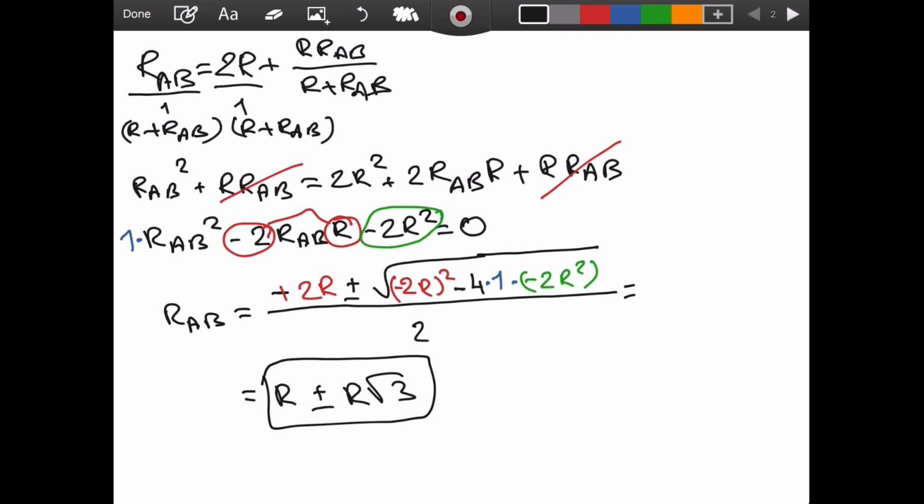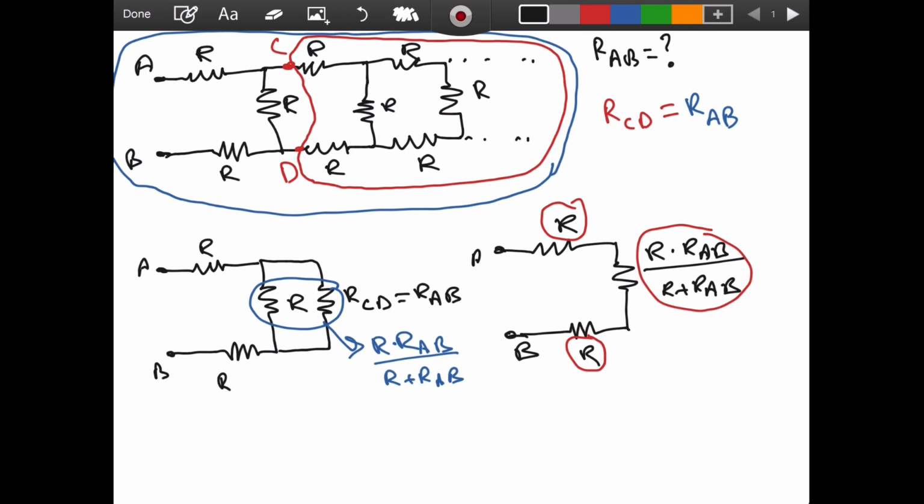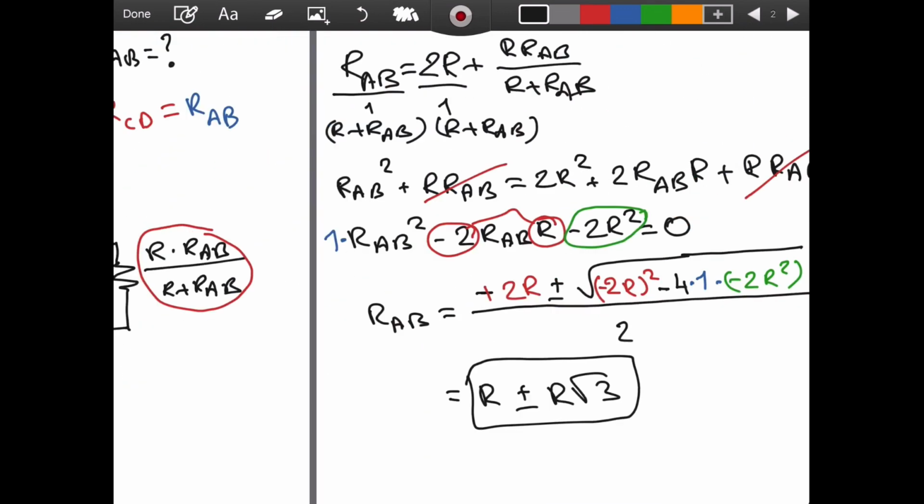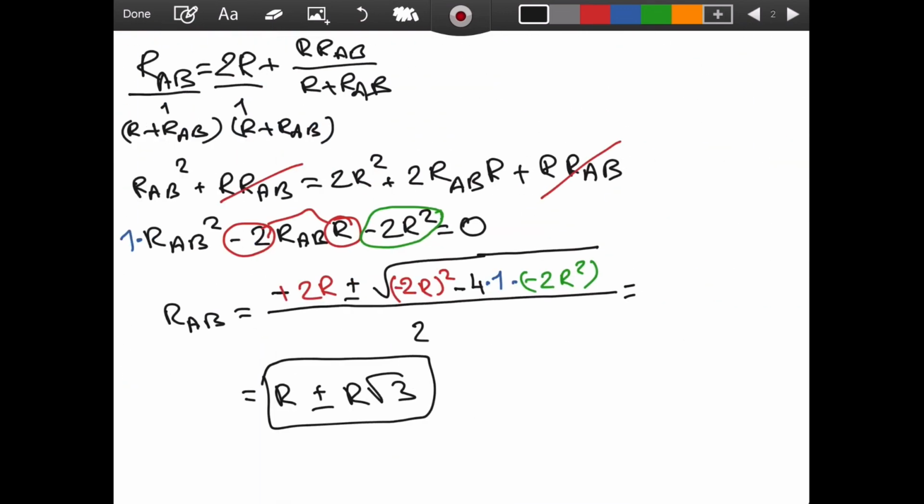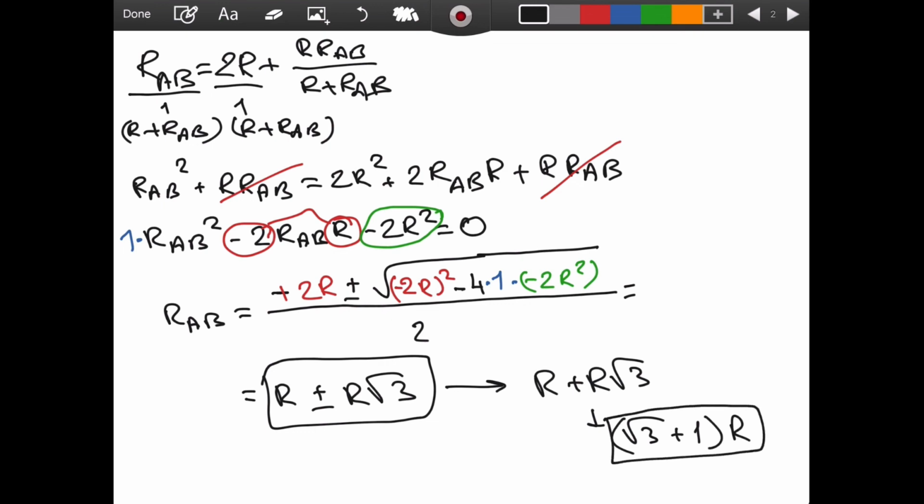If we return to our system, we know that we are talking about a physical quantity. We are talking about the resistance value of a resistor. So we can't have a negative value, right? If we subtract R times the square root of 3 from R, we get a negative value. So we actually do not include the negative solution. We just write R plus R times the square root of 3, which can be written like this if we factor out R. So this is the solution.